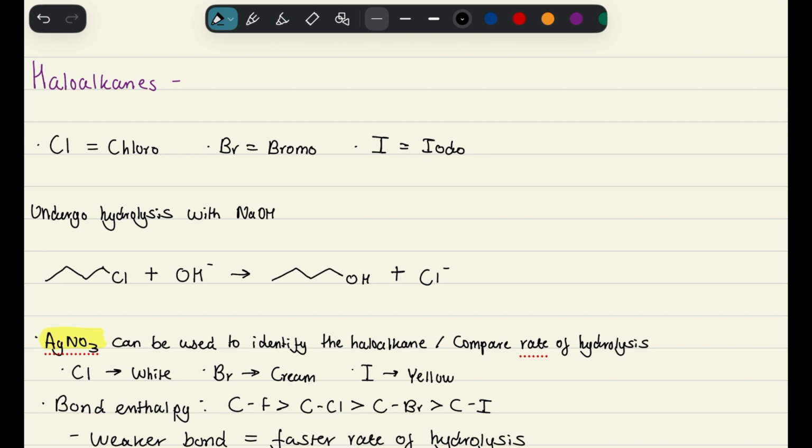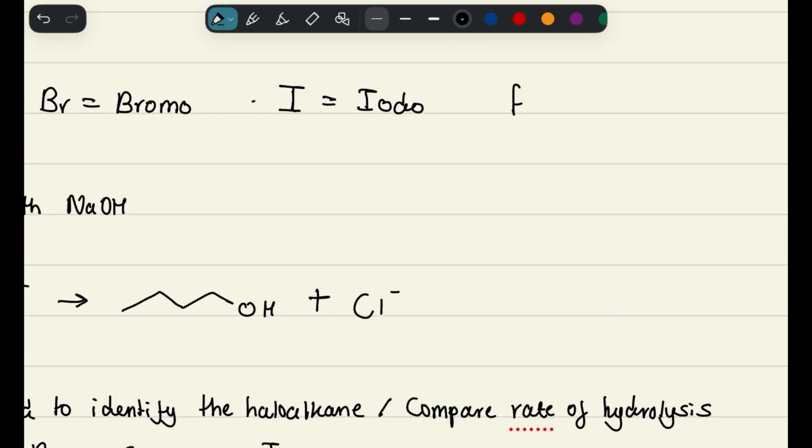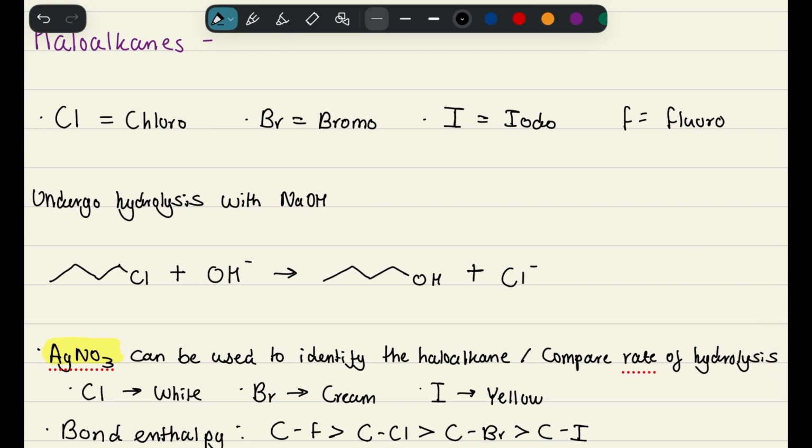Typically when we're talking about haloalkanes, we'll be talking about chloro, bromo, or iodo. In fact, we can also talk about fluoro. So chloro, bromo, iodo, and fluoro. Those are the main ones that we want to use. Properties we're not too concerned about, but the reaction we want to know is hydrolysis with sodium hydroxide.